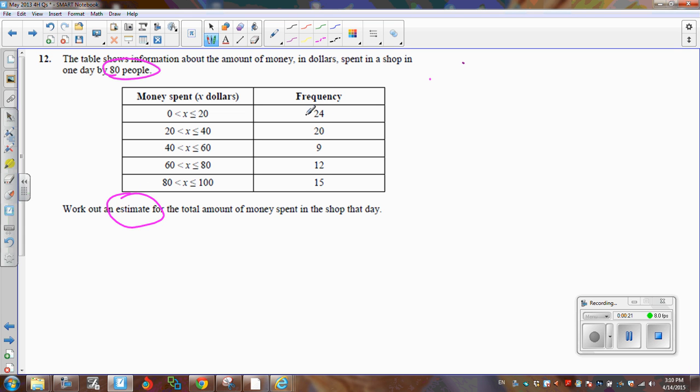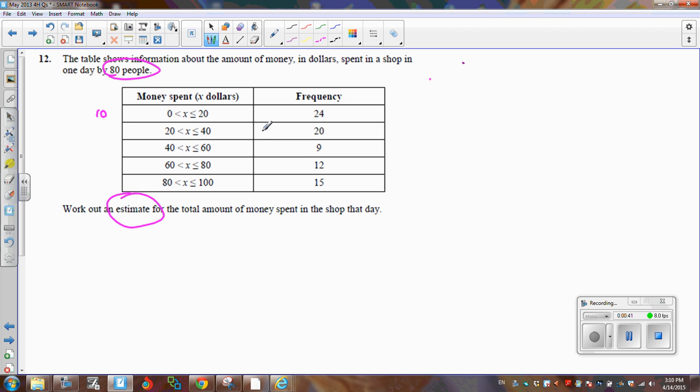Okay, so let's think about these 24 people. We don't know how much money they spent, and probably they spent amounts of money which were sort of distributed somewhere across this group. The best way to estimate how much money each of these people spent, though, is to take the midpoint. So assume that each of these 24 people spent about $10.